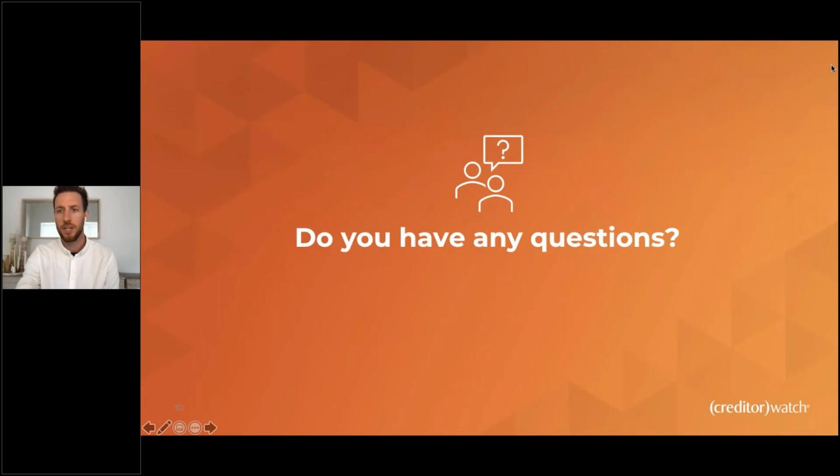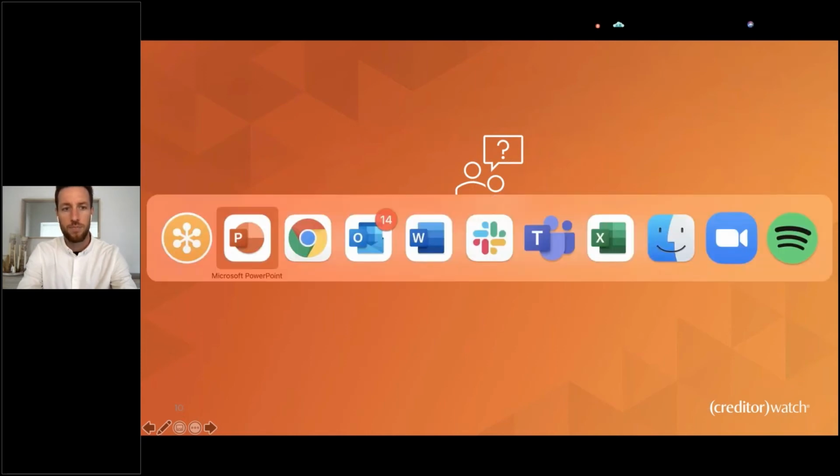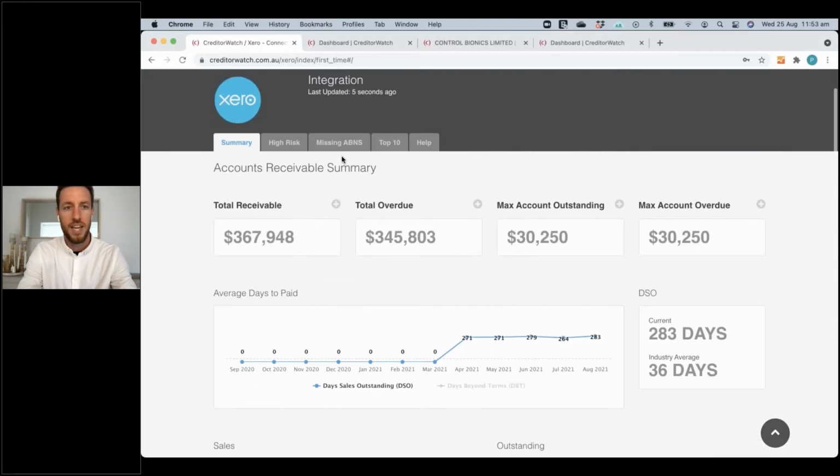So I'm just going to jump in and have a look to see if any questions have come through, which is good. Question here: where do you source the credit check data from? All of this data is either proprietary data that we're collecting from our customers, or we're collecting it from ASIC, the Australian Business Register, the ATO, that sort of thing. So it's all CreditorWatch credit reports that we're utilizing. We've been around for over 10 years now.